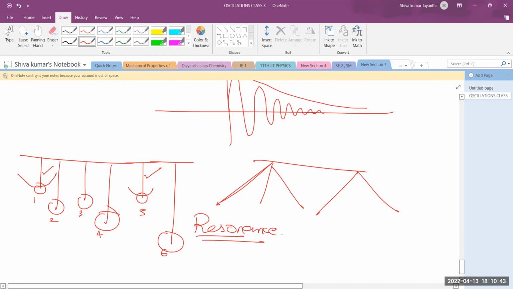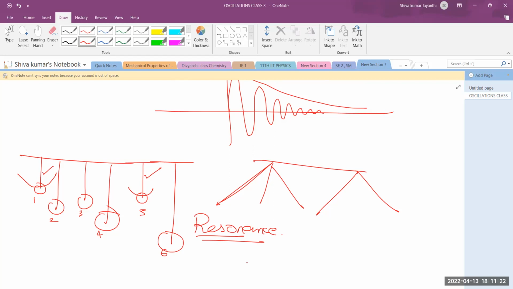Another way to understand resonance: do you know the soldiers when they march? It's written in your book also. Soldiers when they march on a bridge are given instruction. They should not march on a bridge in a synchronous way. They'll say march in a normal way, without synchronization. Why? If they march synchronously, what happens?